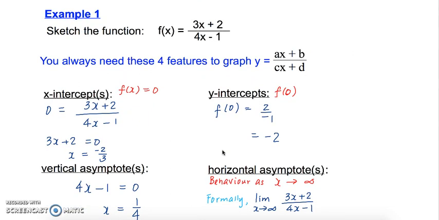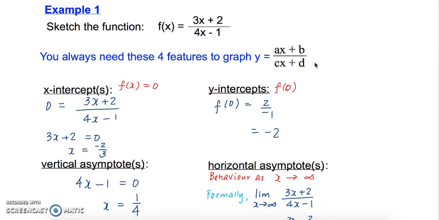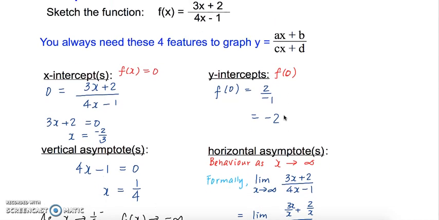So we start with the function f(x) = (3x + 2)/(4x - 1). For this type of function, you will always need these four features: x-intercept, y-intercept, vertical asymptote, and horizontal asymptote. So we start with the x-intercept. The x-intercept is finding the x values where the function is equal to 0, because that's your x-axis crossing. So equate 0 to (3x + 2)/(4x - 1). You can simplify and find that x is equal to -2/3.